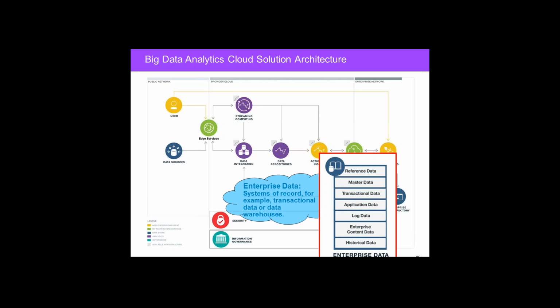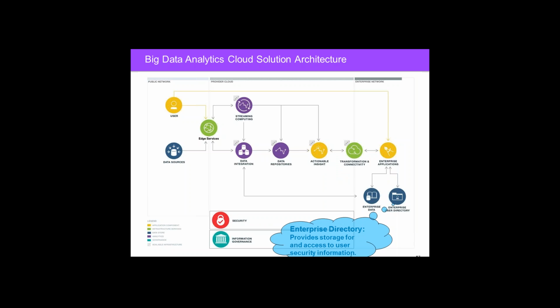Other sources of data here are things such as transactional data, and the transaction here speaks to any type of business transactions that are critical for that business. And then finally, you may have other things such as the application data, the log data, the historical data related to the records that are being processed in that environment. Next slide, please.